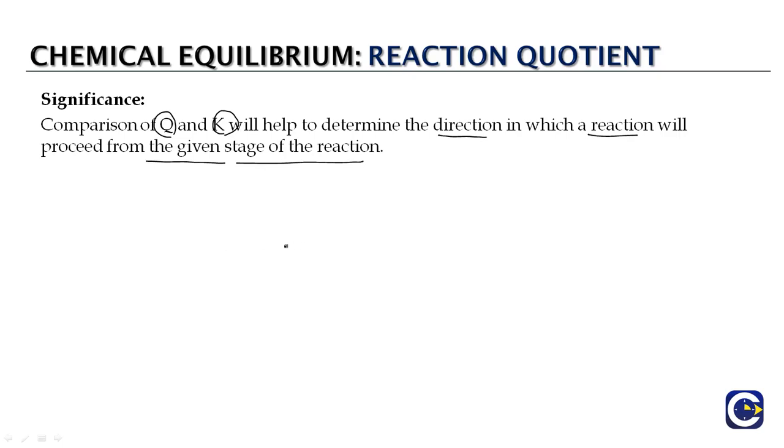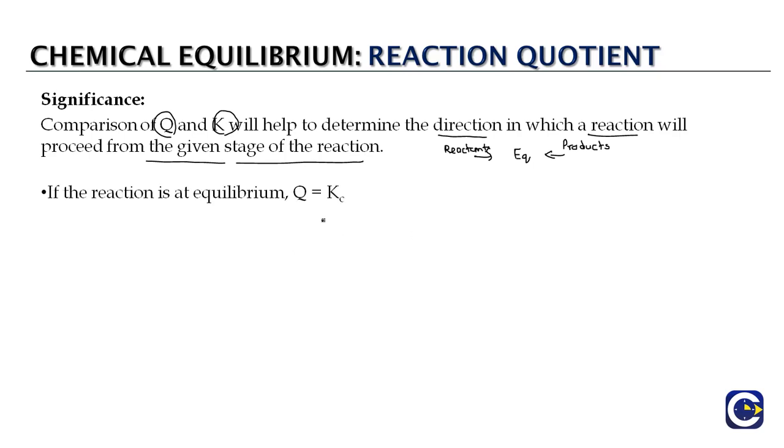Means, when we are moving towards equilibrium, one thing that we need to understand is any equilibrium can be arrived at from both sides. So we may be able to arrive at the equilibrium from the reactants side to the equilibrium stage, or we may even arrive at the equilibrium from the product side. So when we are moving from reactant side to the equilibrium, we basically call it as the forward, and when we are moving from product side to the equilibrium side, we will call it as a backward. So the comparison of Q value and K value will help in determining whether the reaction is going to proceed in the forward direction or reverse direction from the given stage.